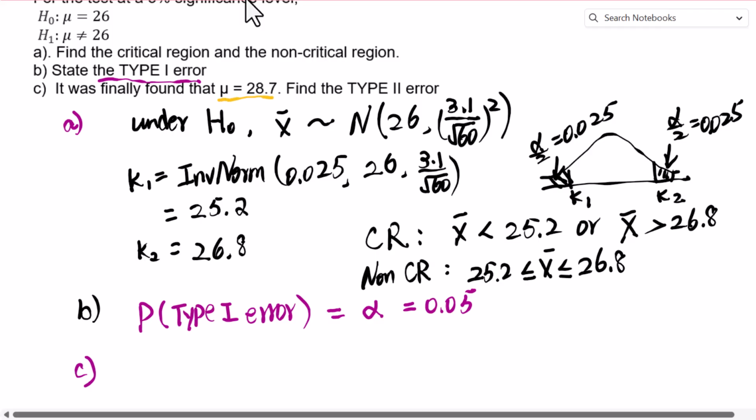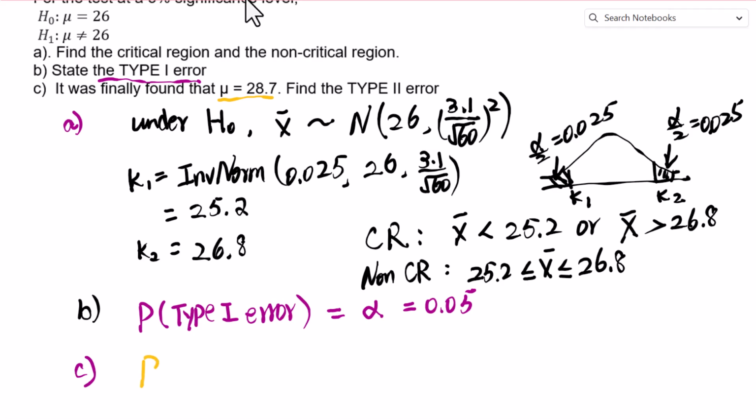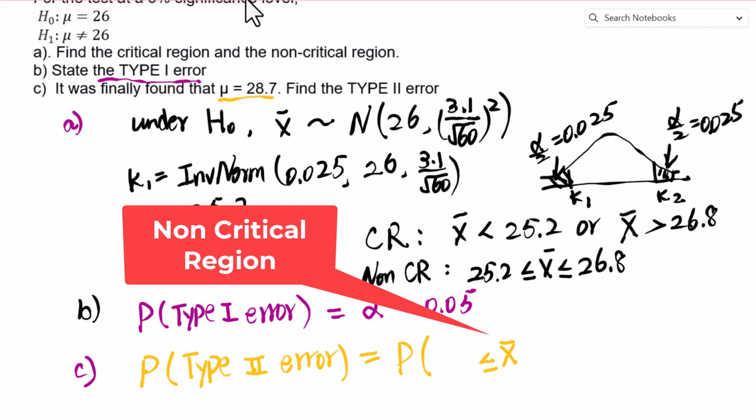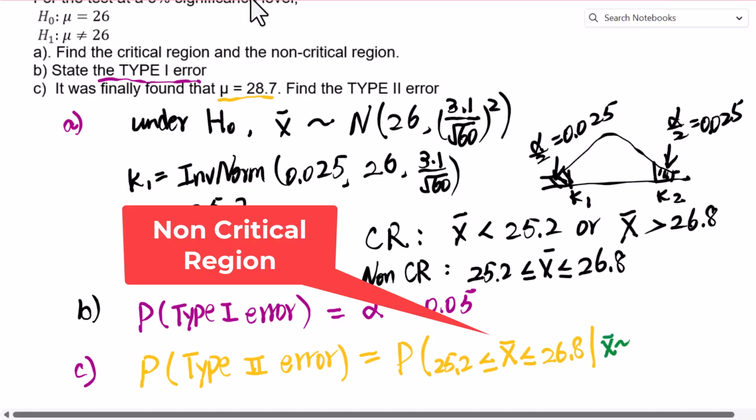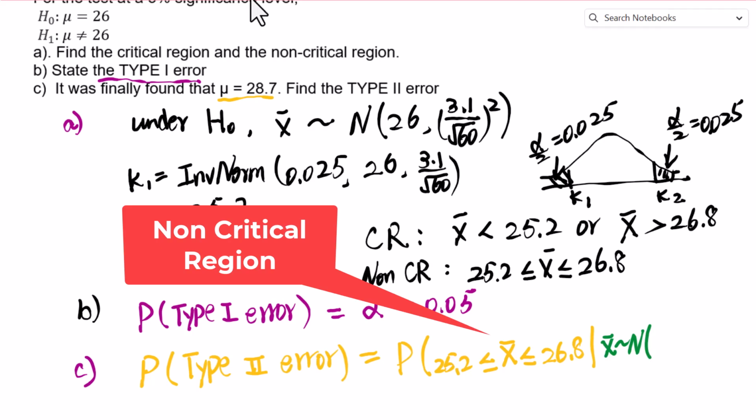It was finally found that mu equals 28.7. Find the type 2 error. Probability of type 2 error equals probability of x bar greater than or equal to 25.2, less than or equal to 26.8, given that x bar follows normal distribution with the true mean 28.7, 3.1 over square root 60 as the standard deviation.